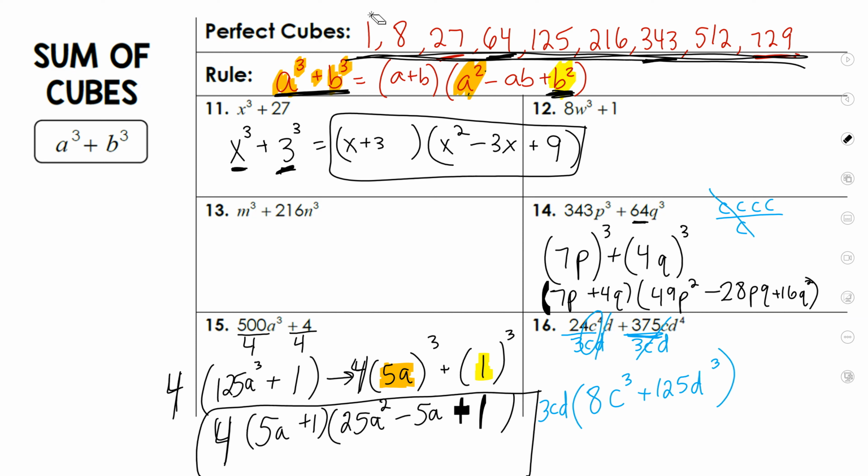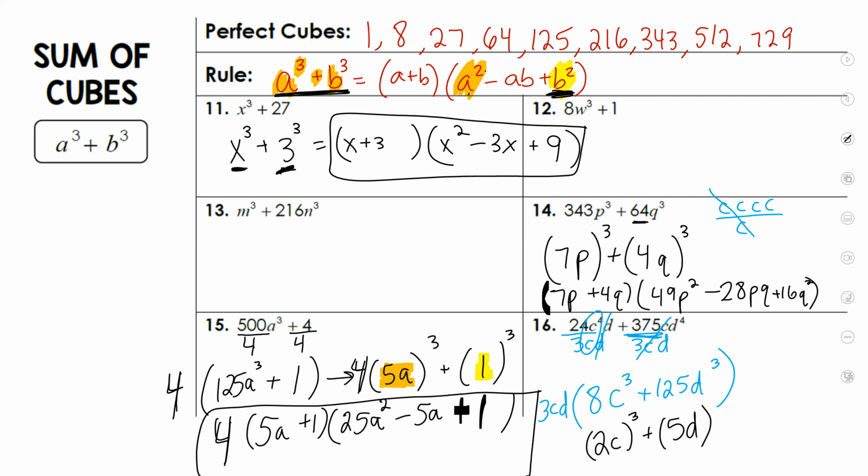Okay, so how can I rewrite 8? Yes, I can do 2C and I can cube it, right? Because 2 cubed is 8, C cubed will give me the C cubed. How can I rewrite 125? 5D. So do you guys see how we rewrote these?